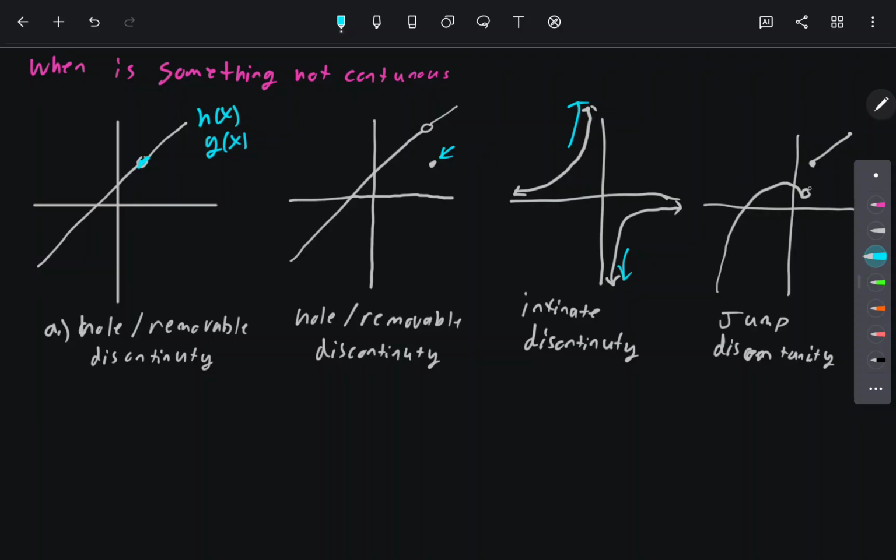So what this is really saying is these 2 points have 2 different limits that they approach. So the limit from the left does not equal the limit from the right. So in this case, the limit does not exist, but the function is defined.